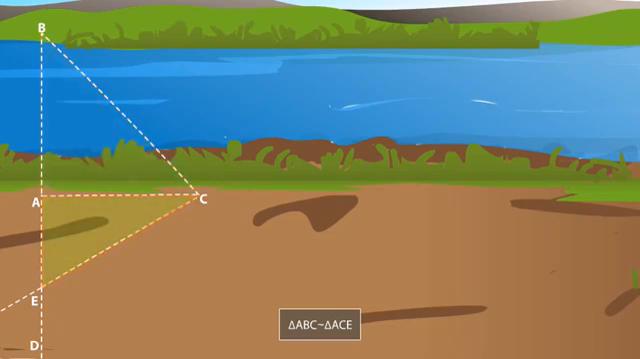As the ratio between the sides of similar triangles is equal, we can say that AB by AC is equal to AC by AE. Therefore, we can say that AB, the distance between 2 points separated by a river, is equal to AC square by AE.